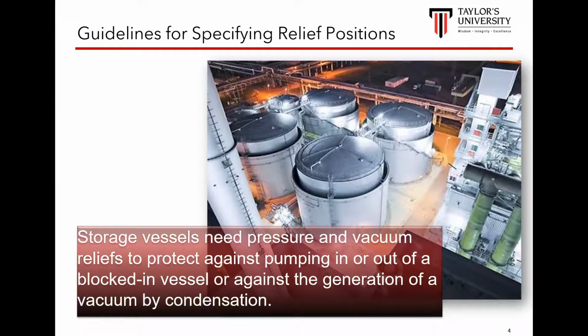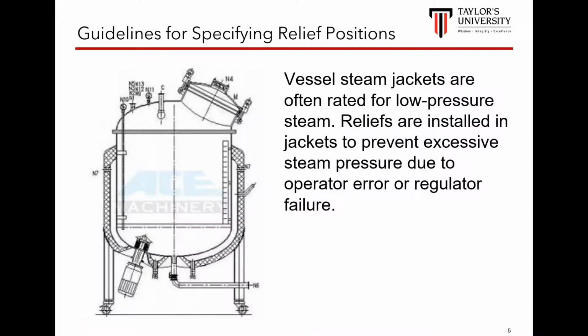And all the storage vessels need pressure and vacuum relief. Meaning storage is not just one way, it has to be two ways. In the event we have a vacuum, say we accidentally pumped out more chemicals, and the vessel, instead of filling up with incoming air or incoming inert gas, was blocked, we may have a negative pressure. We call that a vacuum scenario. So all storage vessels need both pressure and vacuum reliefs to protect against pumping in or out of blocked-in vessels or against the generation of vacuum by condensation. And all steam jackets are often rated for low pressure steam. So reliefs are installed in the jackets to prevent excessive steam pressures due to operator errors or regulator failure.